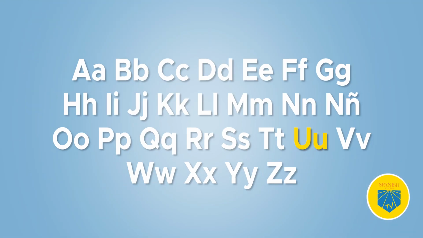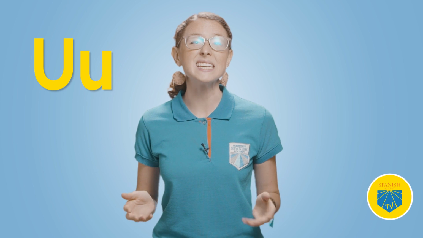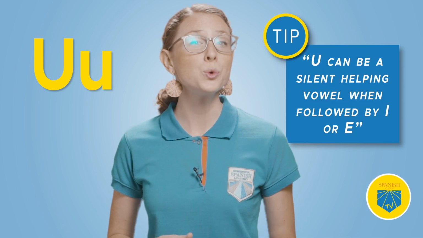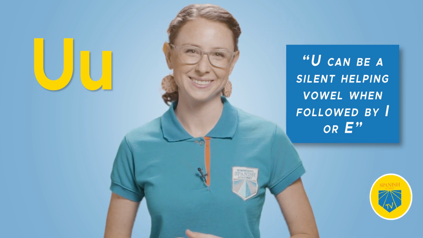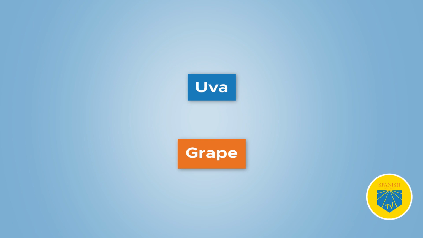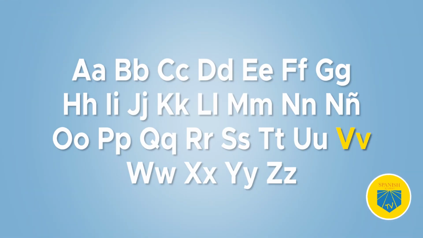Next comes the letter U. The letter U is a straightforward vowel. The only exception to this is when it's used as a helping vowel. In these cases, the U is silent, and the following vowel is pronounced. Here are some examples. Uva. Guitarra. Did you see the difference? Perfect. Now comes the letter V.